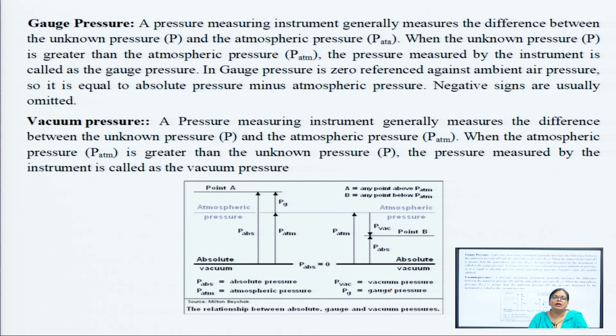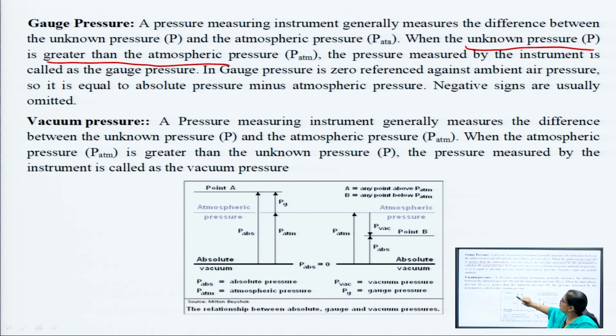Now coming to gauge pressure, you have seen the definition here. Pressure measuring instruments generally measure the difference between the unknown pressure and the atmospheric pressure, sometimes known as differential pressure also. When the unknown pressure is greater than the atmospheric pressure, the pressure measured by the instrument is called gauge pressure. This condition is very important: when the unknown pressure is greater than the atmospheric pressure, that is known as gauge pressure. In gauge pressure, zero is the reference; the upper side is positive, and on the negative side we can use negative pressure. We can discuss this again.